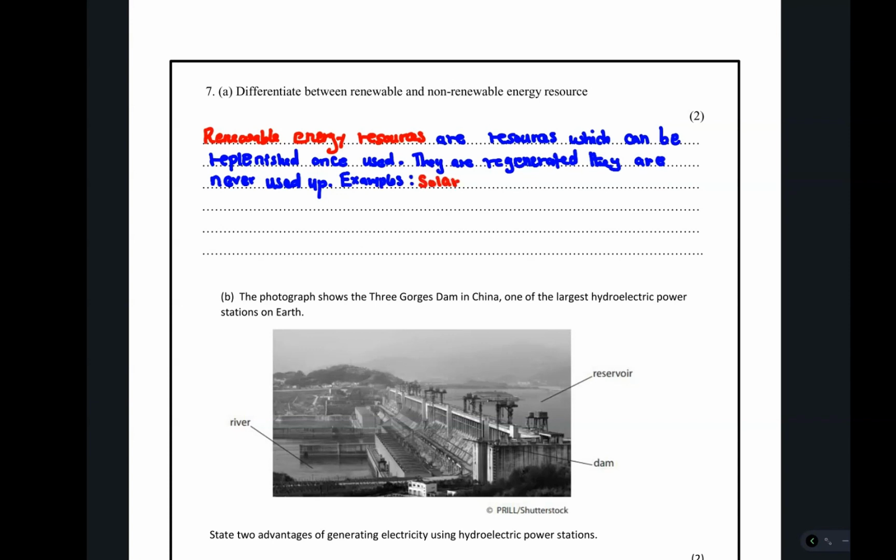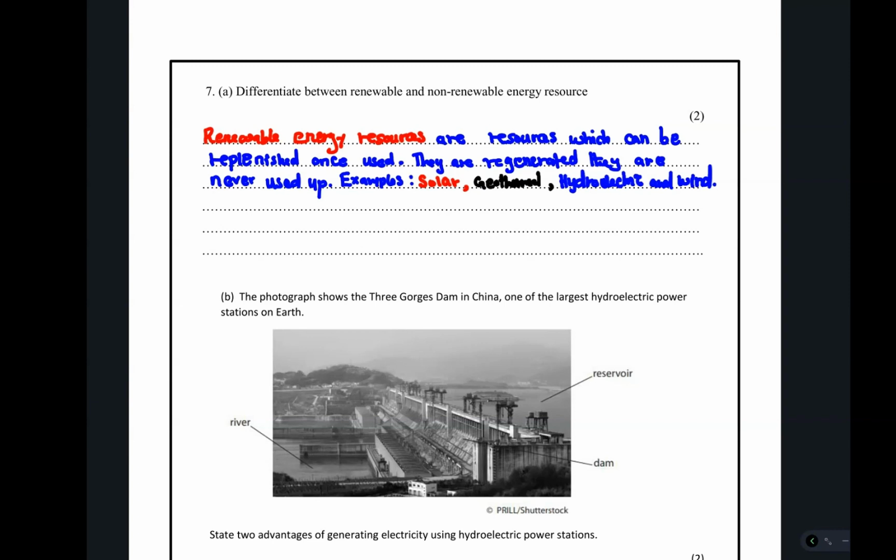So examples include solar, we can talk of geothermal, we can talk of hydroelectric power, we can talk of wind power, we can talk of tidal power. So these are the renewables. So you need to understand this definition, and also you need to understand advantages involved in these type of energy resources.